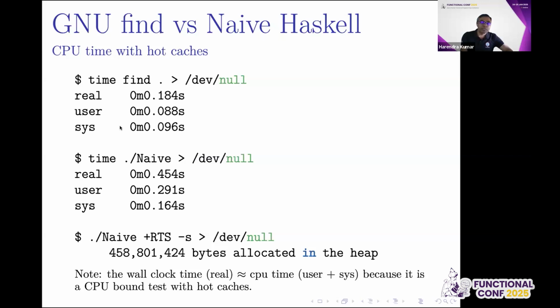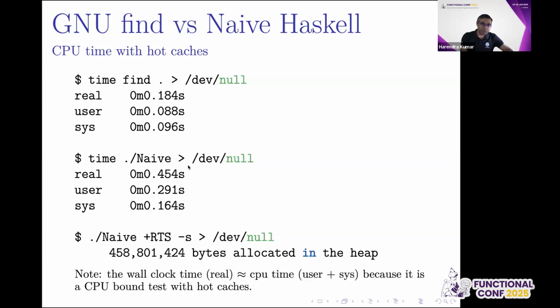Now let's see the performance. For the timing of find, we are redirecting the output to /dev/null so that the printing of the output doesn't affect the performance. Now the real time is 184 milliseconds. If you see user plus system, that is also equal to 184 milliseconds, because we are measuring it with hot caches. We ran this command already so that everything is in the cache, and we are doing a CPU-bound performance test here. Now, our naive program is taking 454 milliseconds, whereas GNU find is taking 184 milliseconds.